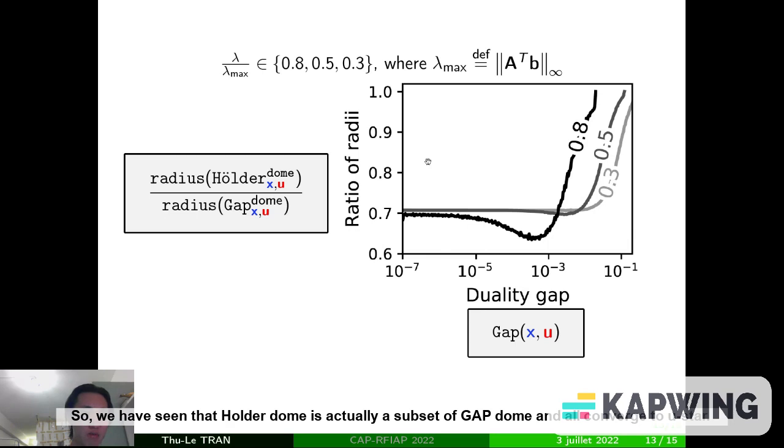So until now, we have seen that the Holder dome is actually a subset of the gap dome and both converge to U star. But how to quantify this convergence speed? This experiment aims to partially answer this question. Here, let me talk a little bit about the setup. First, lambda is just a threshold of lambda max.